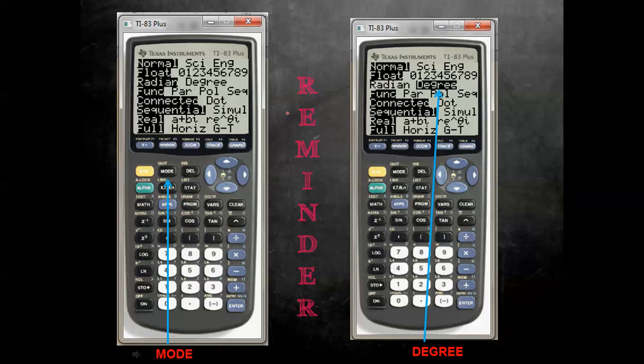Okay, and this is just another reminder when we are using sine and cosine, if you are using your calculator, make sure when you press mode that you press degree so that it's in degree mode. And that is the end of special right triangles part 1.